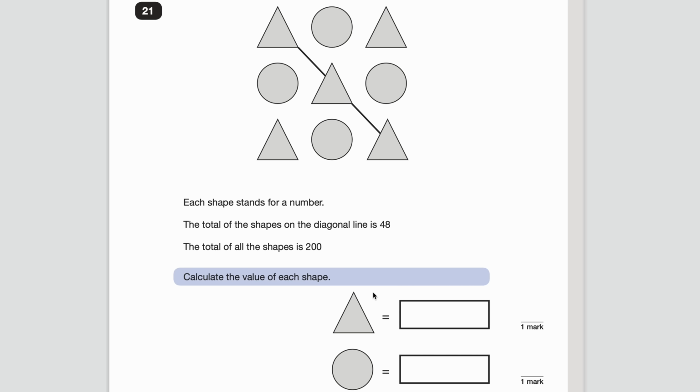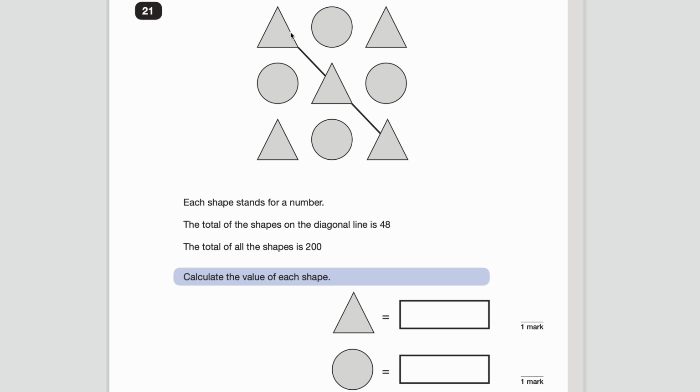Okay, we're getting into the last few questions. 21. Each shape stands for a number. The total of the shapes on the diagonal line is 48. So something plus something plus something equals 48. The total of all the shapes is 200. Calculate the value of each shape. Right, so the total of the numbers here, the shapes here, should I say, is 48. So they're exactly the same shapes.